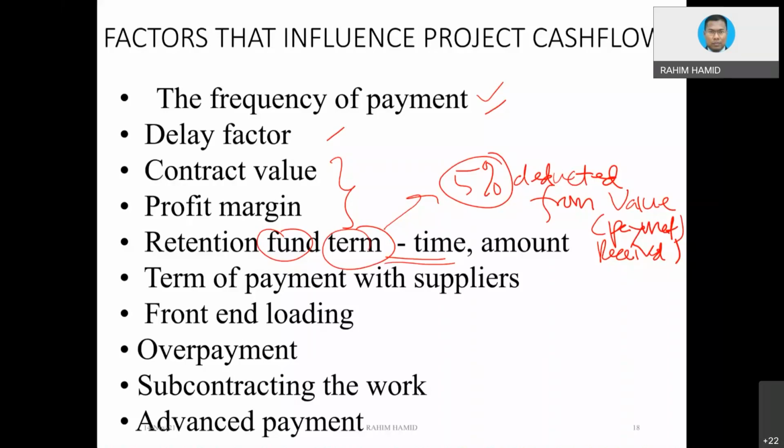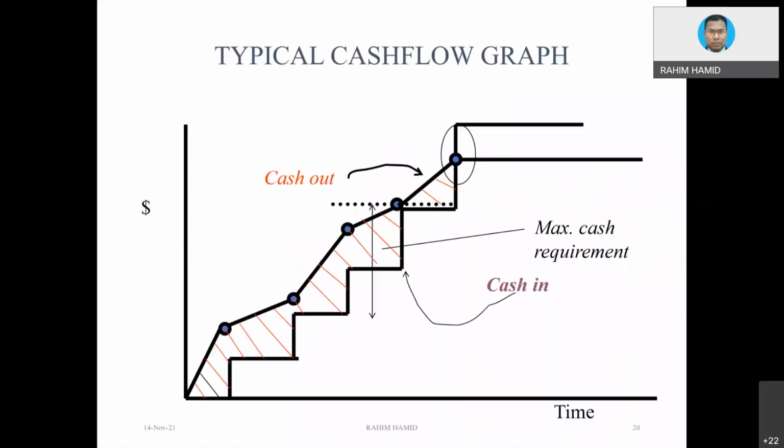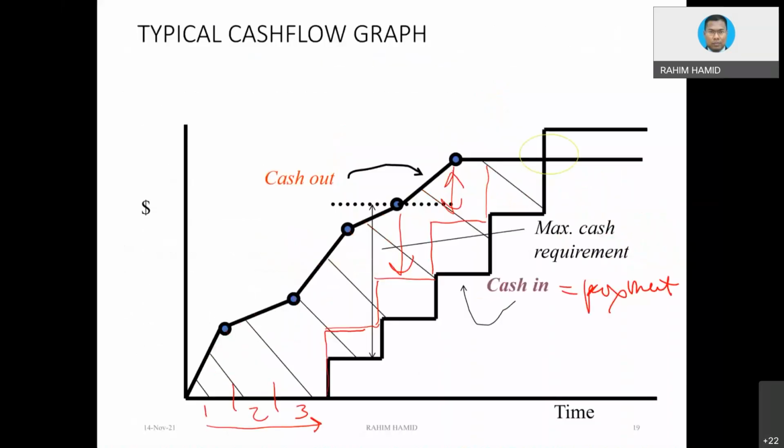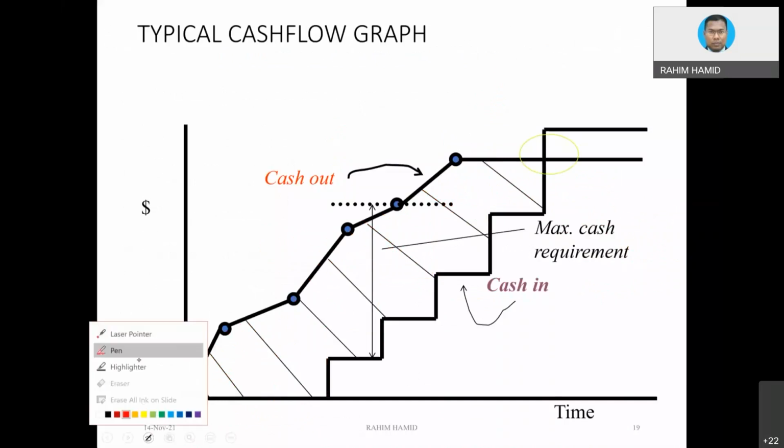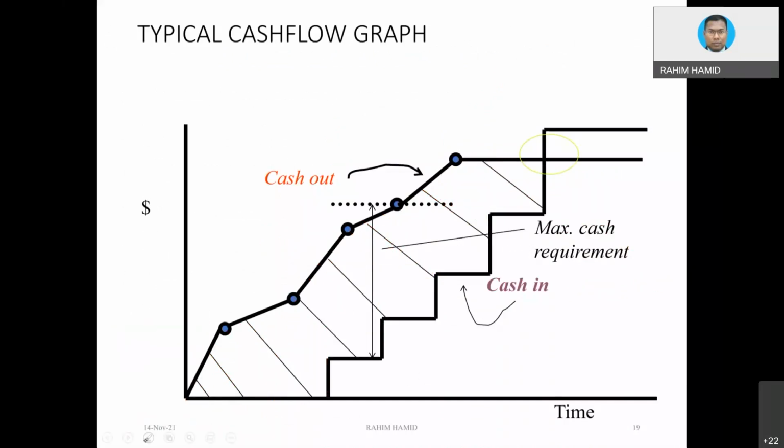Term of payment with the supplier. If you get credit facilities, so if you take a look at this diagram, which graph is going to be affected? For instance, if you get credit facility from the supplier, meaning your cash out will be much lower. So you see, your graph will be like this.